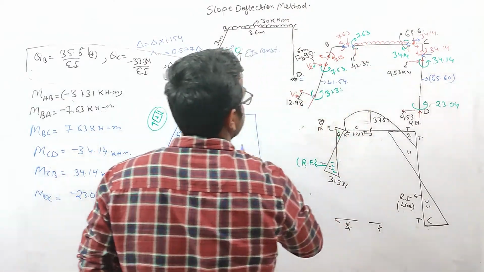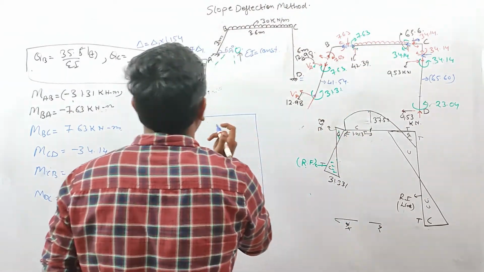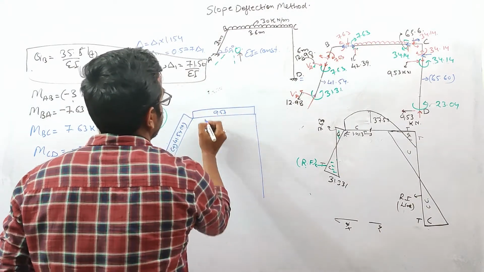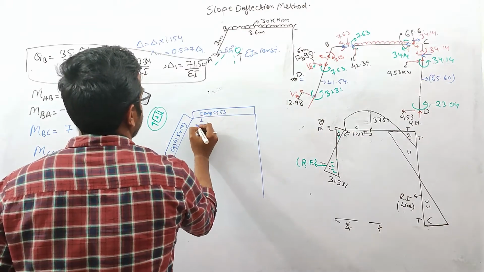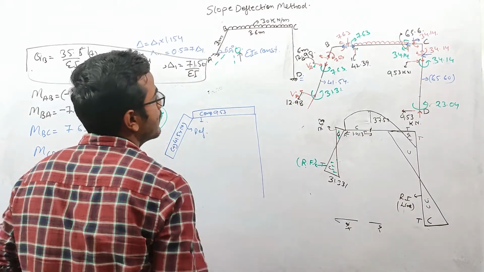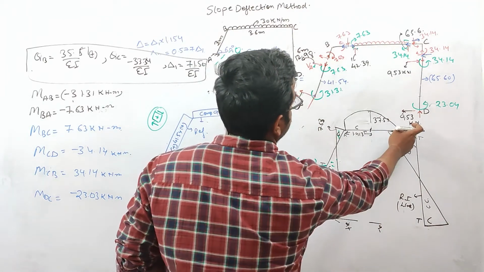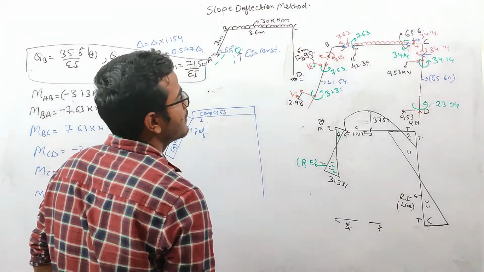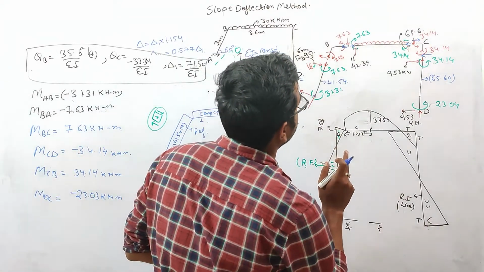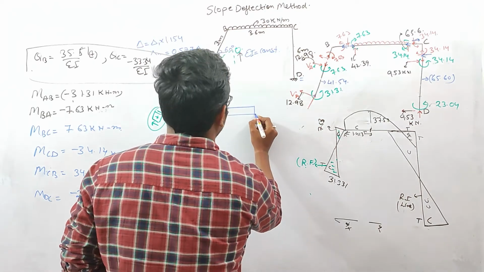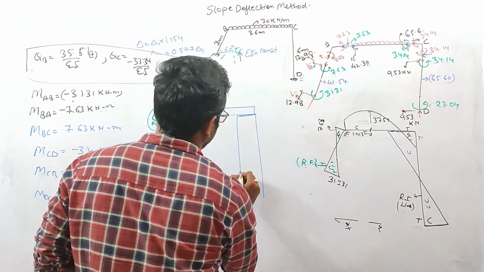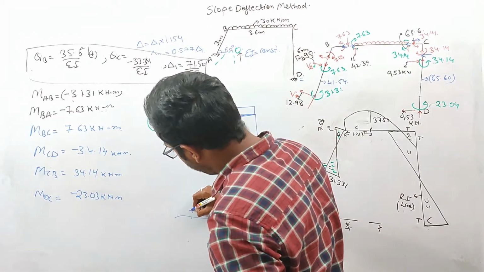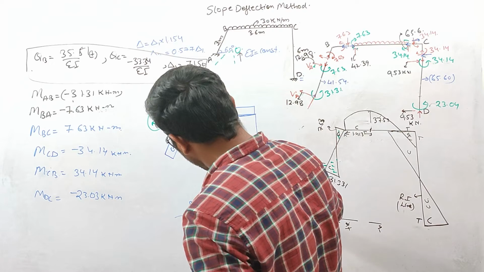This is also in compression and the value is 9.53. This is compression. This is the reference line. Again, this portion is also under compression, so the value is not 34.4, it is 65.56. So compression is positive, and will be shown here, because we are considering this axis as positive axis and this axis as negative axis.